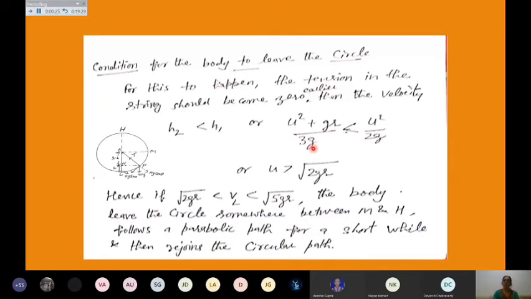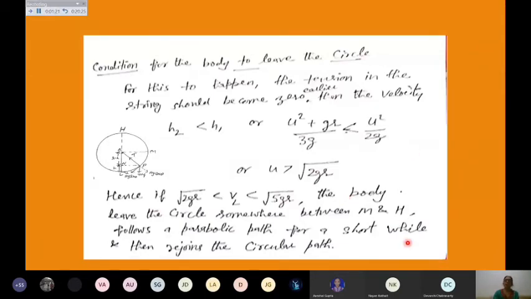It means if your lowest point velocity is greater than square root of 2gr but less than square root of 5gr, then the body will leave the circle somewhere between the middle point and the highest point. It means it will reach up to the middle point, and then it can leave the circle. It may follow a parabolic path or it may rejoin, whatever may happen. But because we have already said that lowest point velocity should be equal to square root of 5gr, only then it will be able to complete its circular path, not otherwise. So these expressions you should keep in mind.